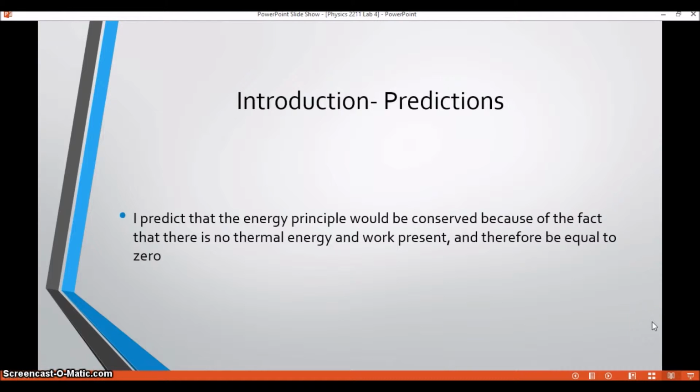Furthermore, I also need to talk about my predictions, and my prediction would be that the energy principle will be conserved because there is no thermal energy and work present, and therefore it would be equal to 0.